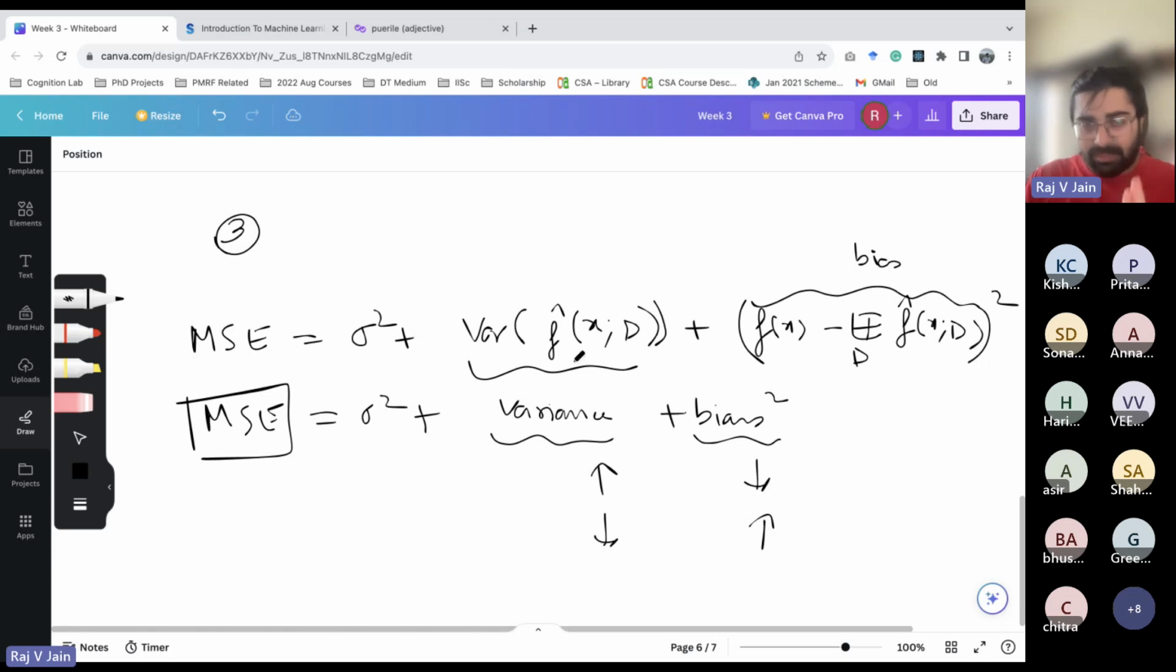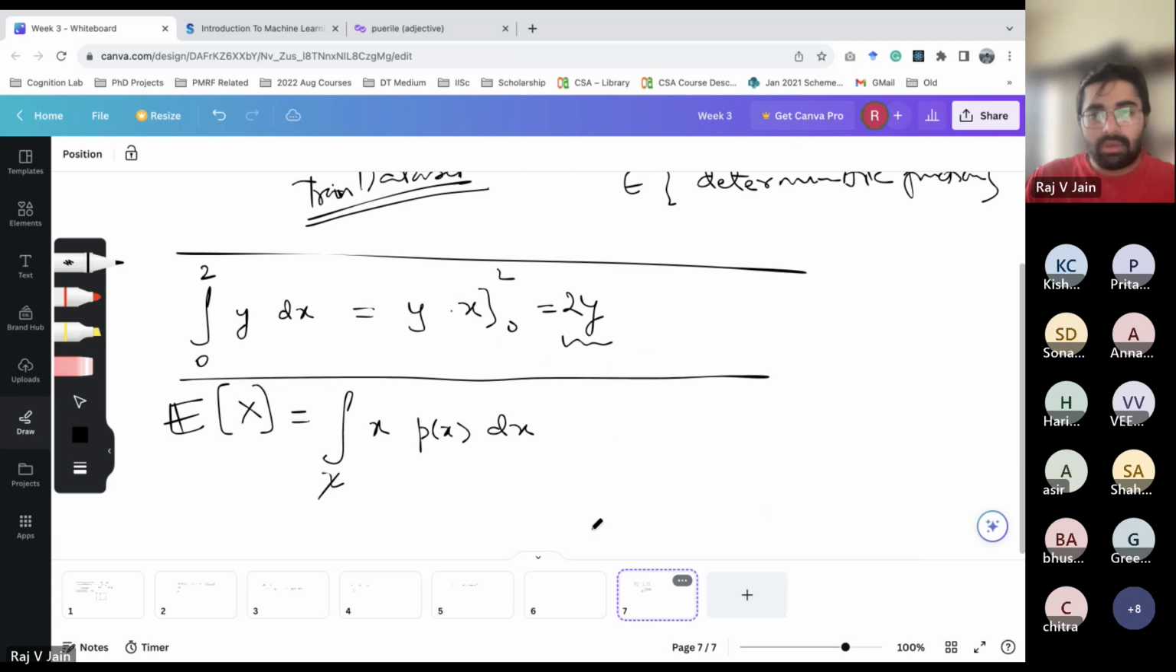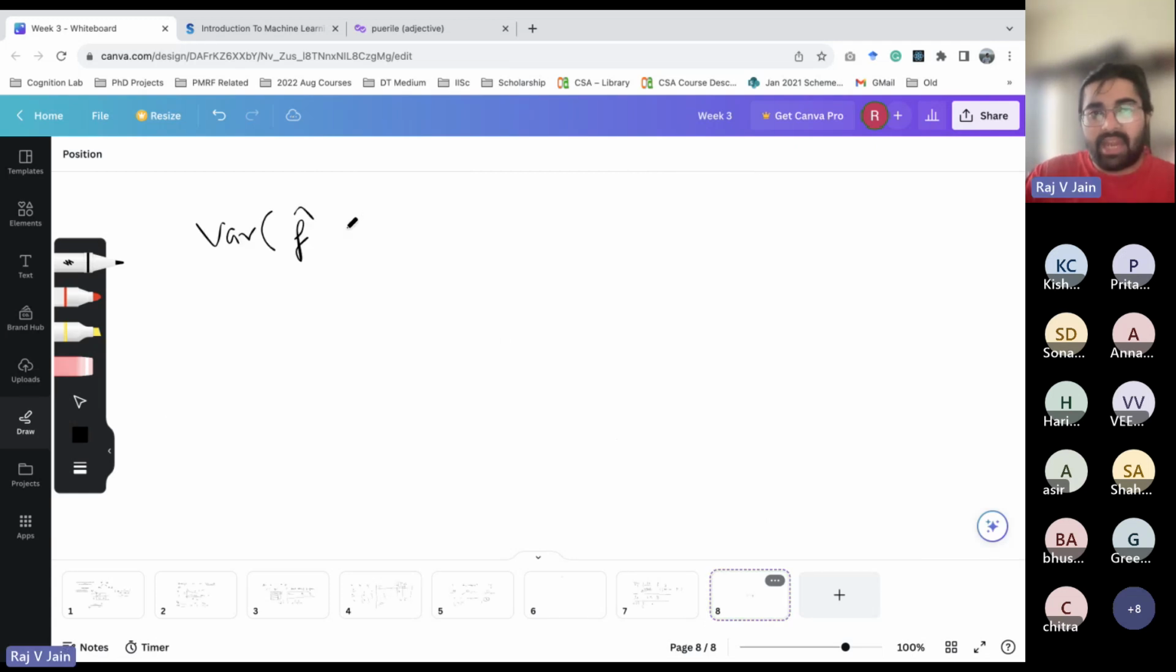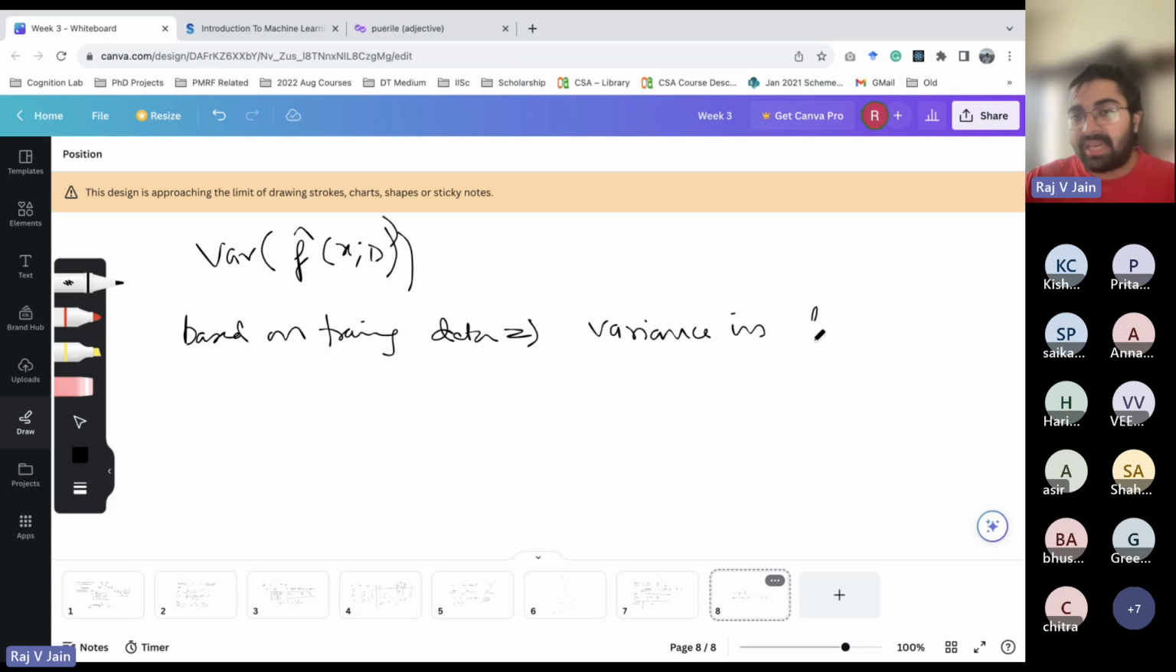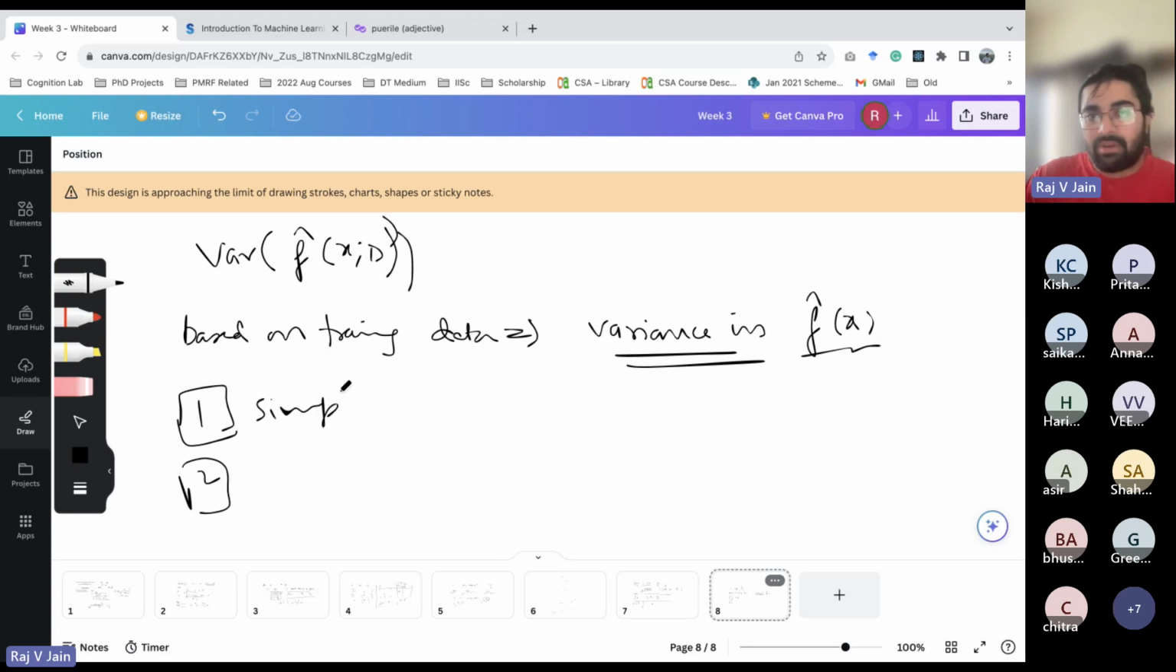And see, try to understand this particular concept, variance of f hat of x given D. What does this mean? Here D is a random variable, so based on the training data, I will expect some variance in the predicted value f hat of x. This is what we're talking about, variance here. So now just think about two scenarios. If I have a simple model, and if I have a complex model, what would this term come out to be?